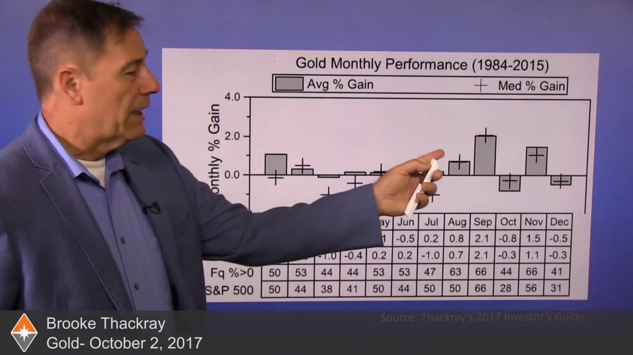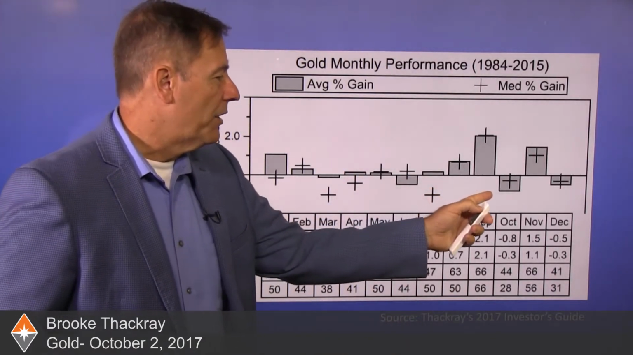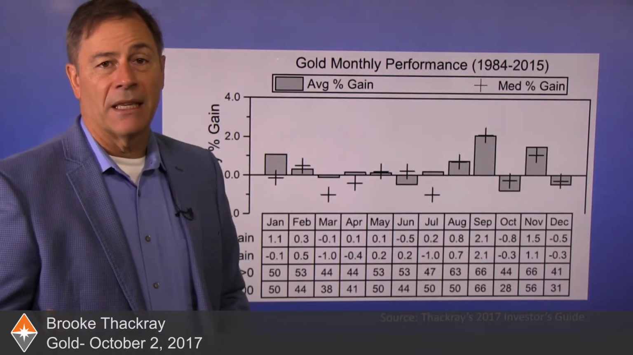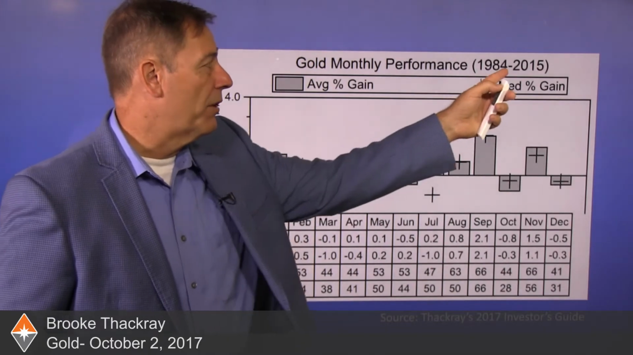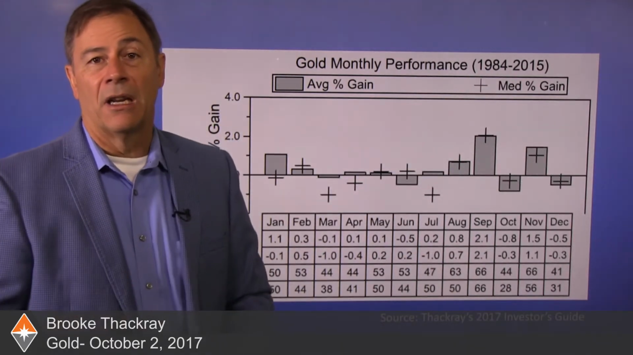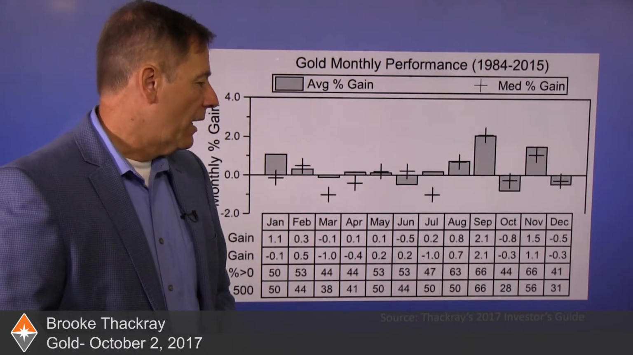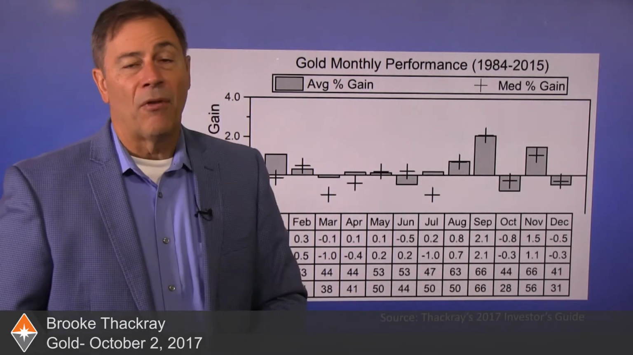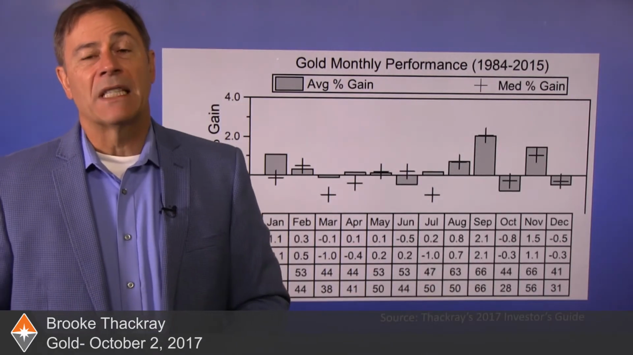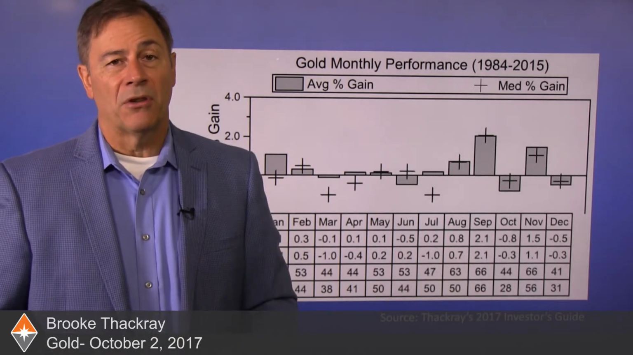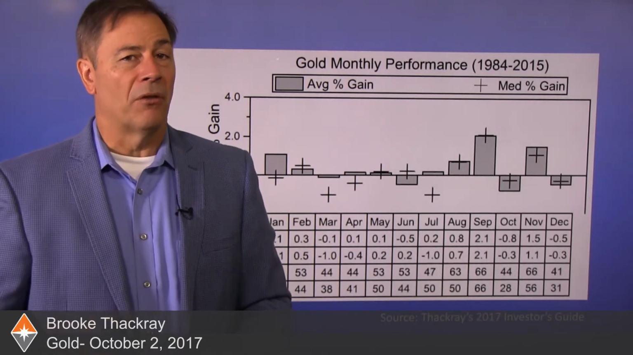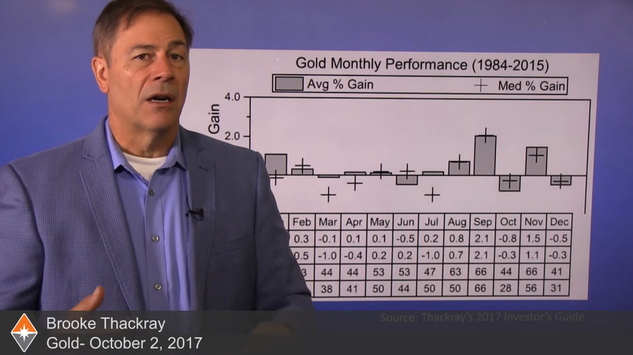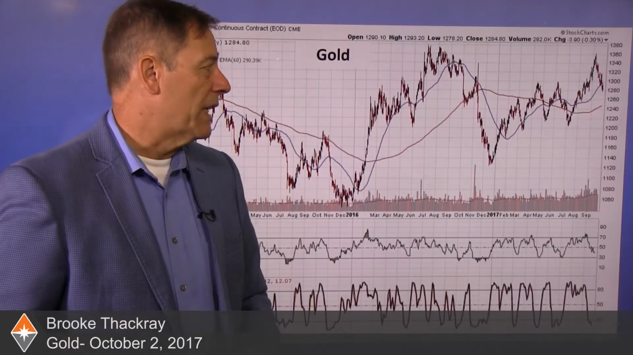Historically speaking, you can see here October, both on a mean and average basis, tends to be weak. This is from 1984 to 2015 using London spot price here. In my 2017 book, you can see that it's actually underperformed the S&P 500 over 70% of the time in the month of October. So October tends to be a little bit weaker of a month, and investors need to be a little bit cautious with gold trading positions at that time.